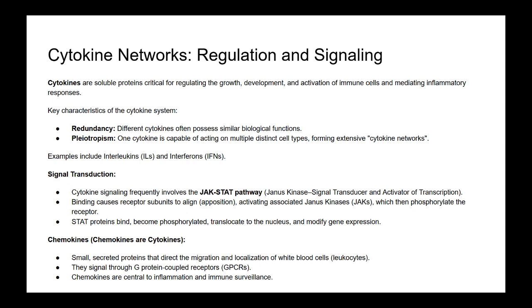Okay, and the second characteristic? Pleiotropism. This means that one single cytokine molecule can act on multiple different types of cells, and sometimes it can have completely different, even opposite effects depending on the cell type and the context. This creates this vast, interconnected, sometimes confusing network of signals. It sounds less like a simple command structure and more like a complex web of influences. That's a very good way to put it.